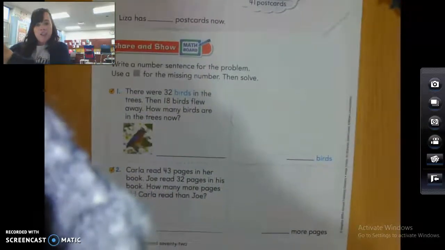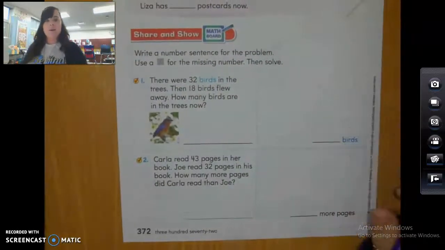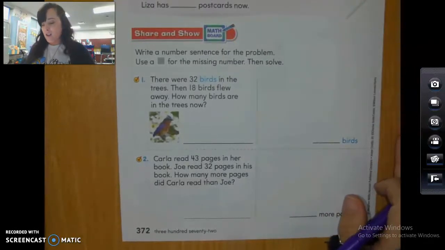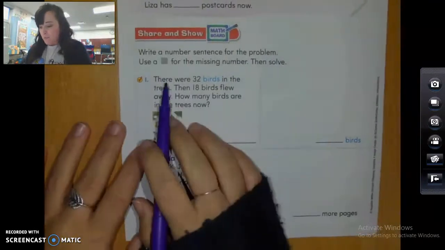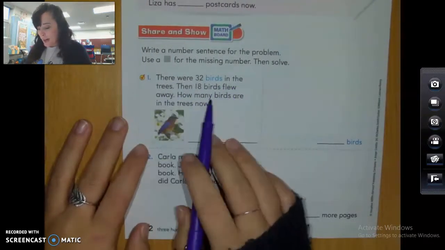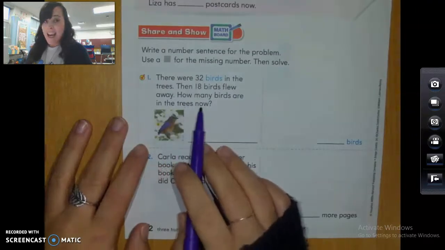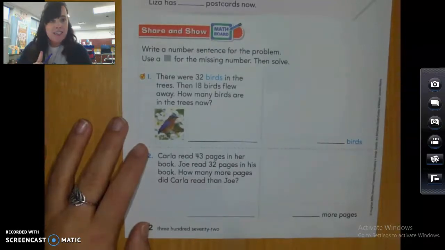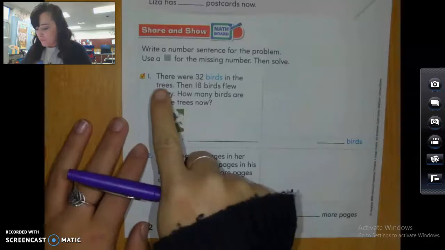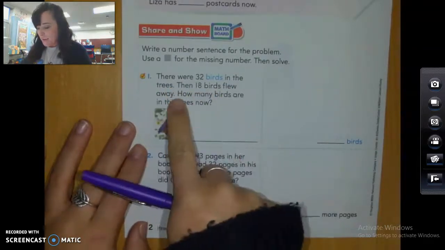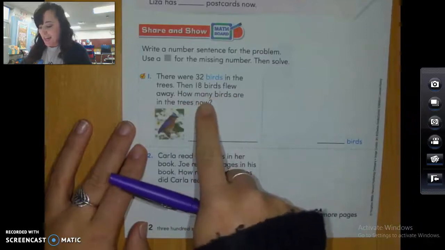Let's go ahead and start number 1. It says write a number sentence for the problem. Use a box for the missing number, then solve. So number 1, there were 32 birds in the trees, then 18 birds flew away. How many birds are in the trees now? We need to first figure out what we are trying to solve. I'm going to read it a second time. There were 32 birds in the trees. Then 18 birds flew away. How many birds are in the trees now?